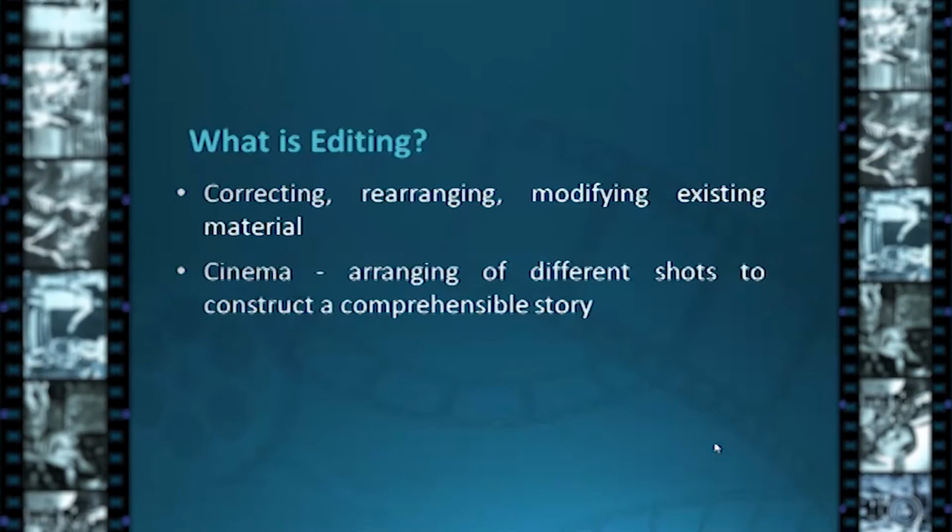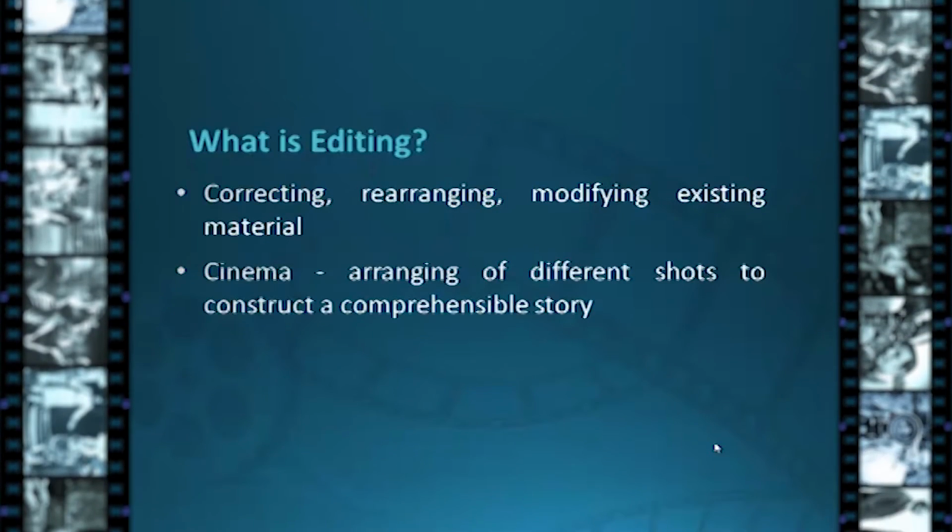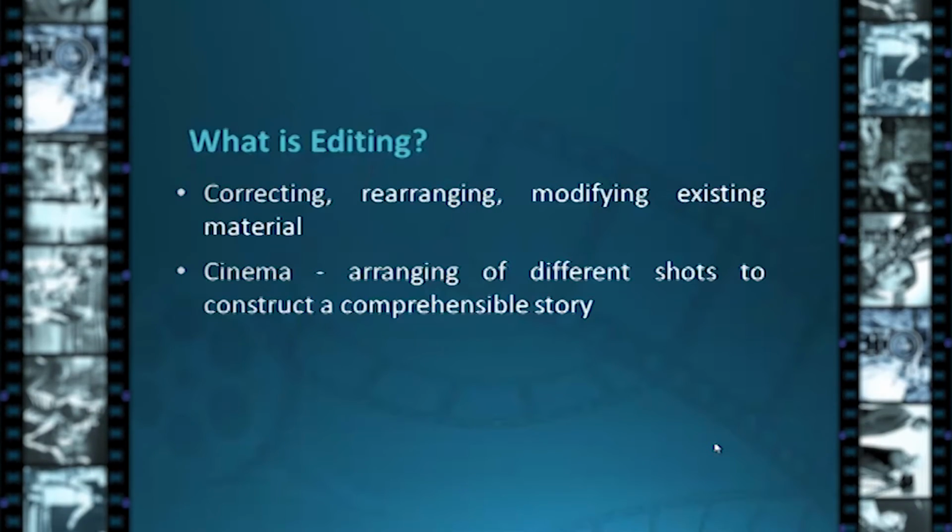Now, if we try to think of editing with regards to cinema, it's very simple. It's just the arrangement of different shots to be able to construct a story that is comprehensible, that can be easily understood by the audience. So you arrange different shots together, and how you arrange them, that is what editing is.